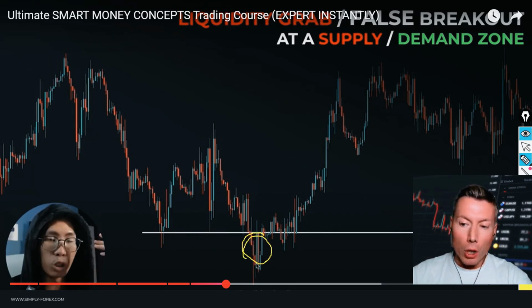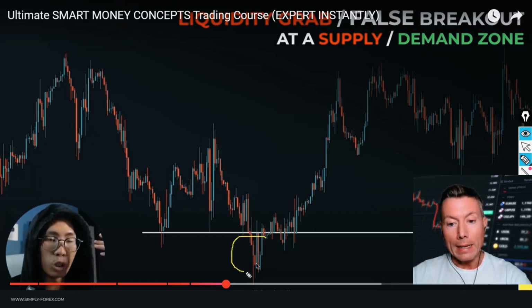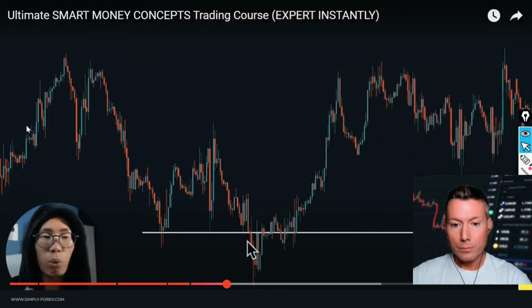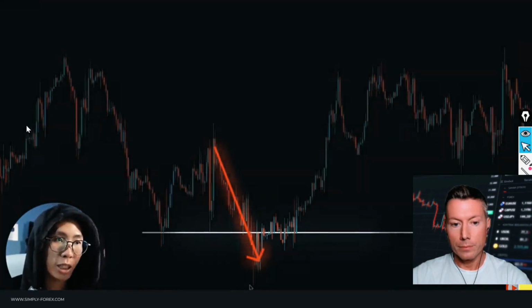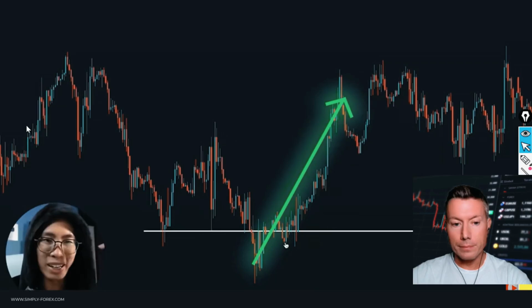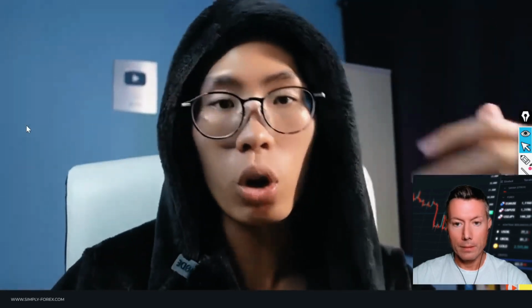We don't know if this is a liquidity grab. We don't know if the big boys are buying in here, but it looks like it is, right? So yeah, liquidity grab, which is exactly what price gave us here. Price broke through the support level and then it just went back up. So this was a very clear false breakout, or what I like to call a liquidity grab.